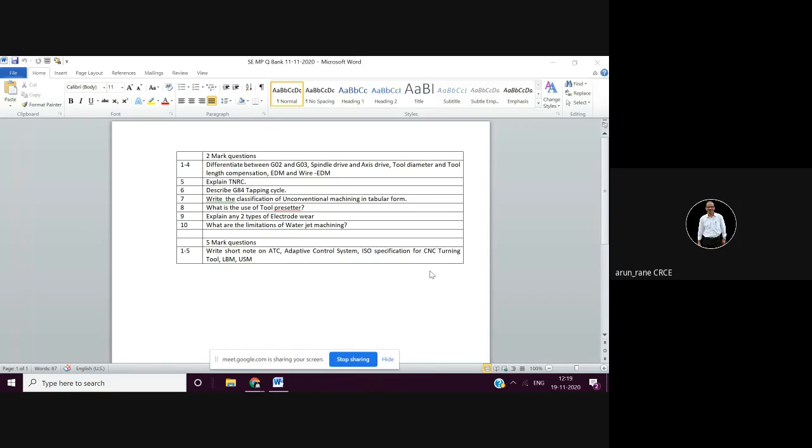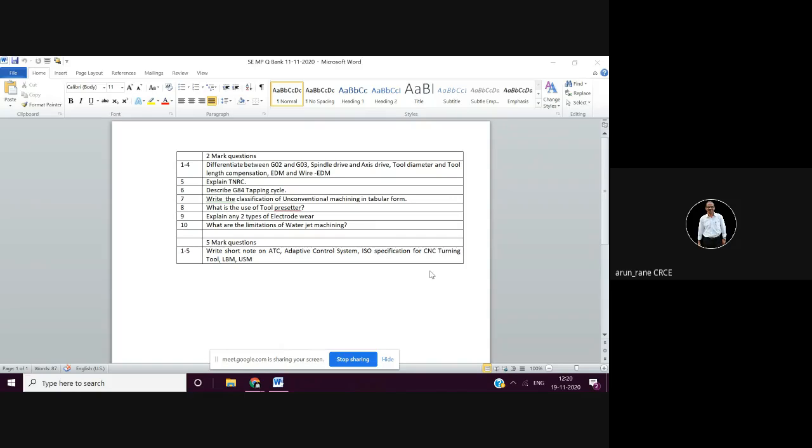Now here again the students make a mistake that instead of the CNC turning tool, they write the specifications of the turning tool holder. So you get a 0 mark there. See, ISO specifications for CNC: there are two specifications. One is for the insert, and another is for the holder. Holder means which is used for holding the tool. These two specifications are altogether different. Here it is clearly mentioned CNC turning tool. So you should not write the specification of the turning tool holder.